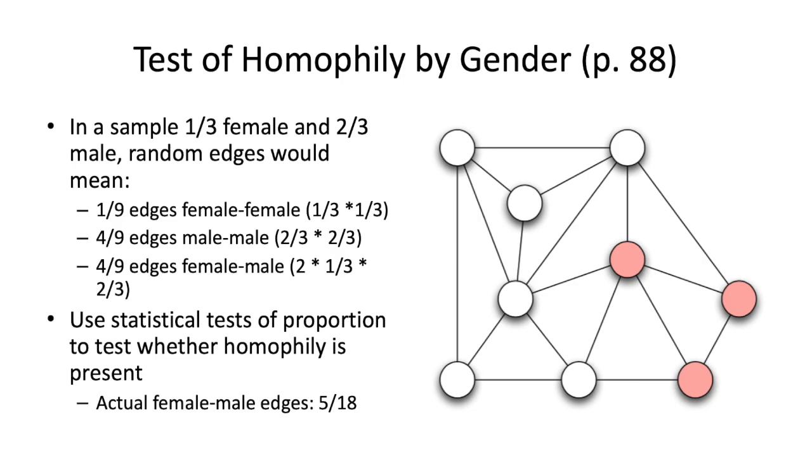And then you use a statistical test. Hopefully you remember this from your statistics class, the population proportion. What you would find in this situation is that there are only 18 edges in our sample. So we have a sample size of 18 edges, and 5 out of 18 are female to male.